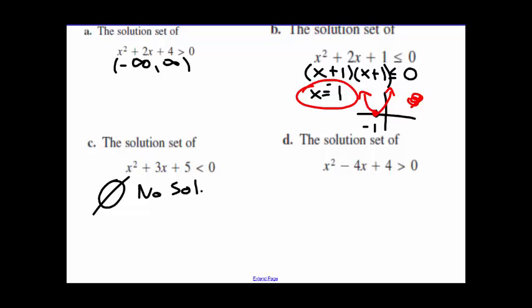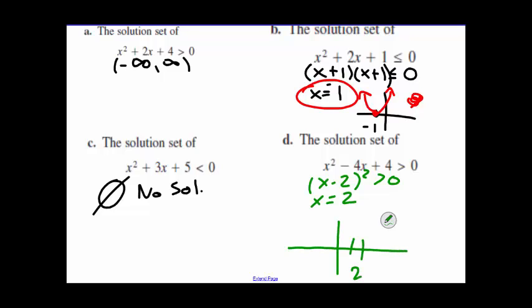Alright, so the solution set of this one here, we could factor it and get x minus 2 times x minus 2. So notice this has one point at 2 and it opens up. So when is this thing greater than 0? Well, there's only one point where it's not. It's when it's 0. So the only thing we could say would be x cannot be 2 in this situation.